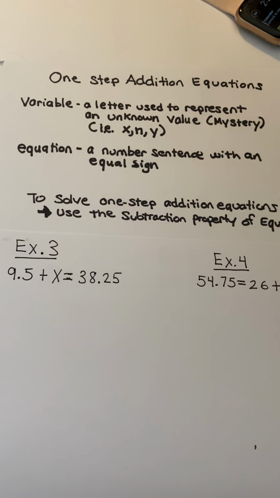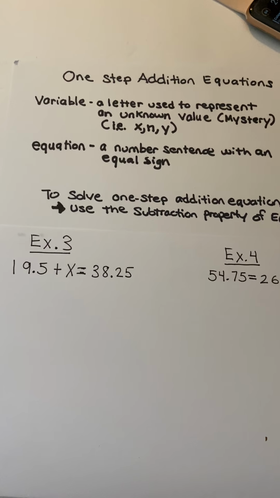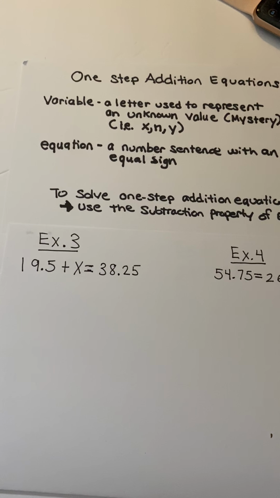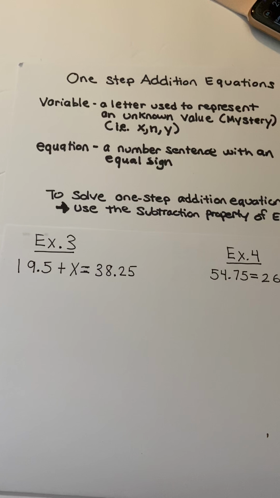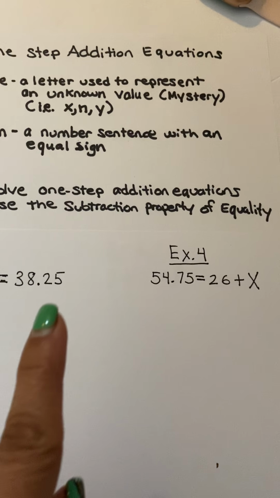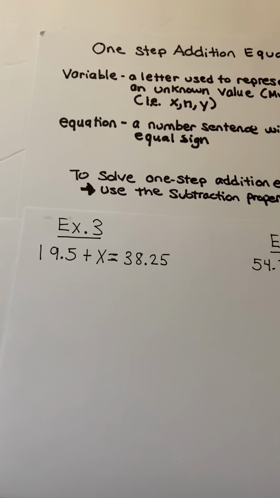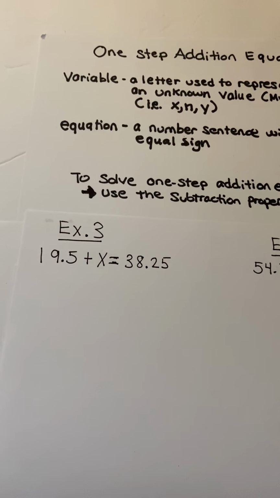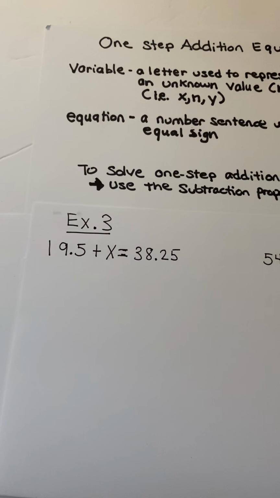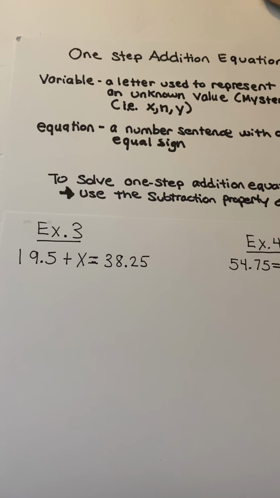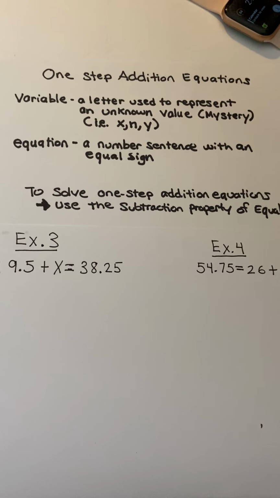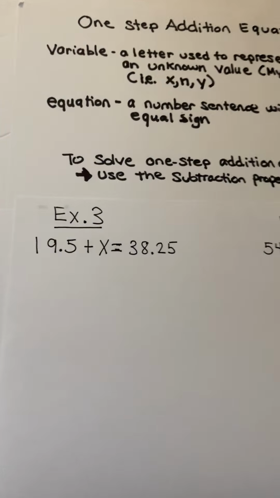And remember, when you have addition one-step equations, you will have to use the subtraction property of equality. And do you remember what that means? It means that you're going to use subtraction on both sides of the equal sign. So whatever you do to one side, you do to the other side.